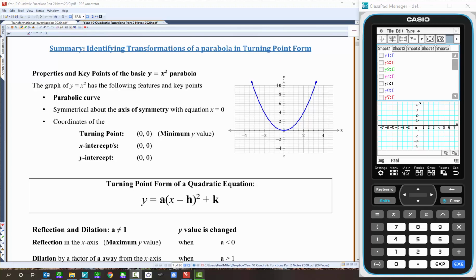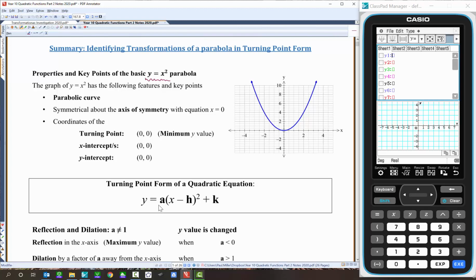So after completing the transformations investigation, let's just go through this summary. Remember that all parabolas are based on the y equals x squared parabola. It's like the most basic form of a parabola, okay? Just like I suppose us as humans, we're all a human, and then we have our own personal touch added. Well, how can we change a parabola?